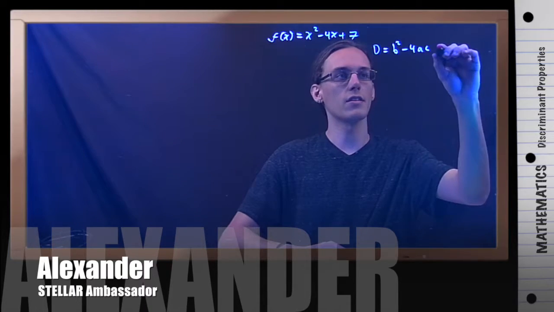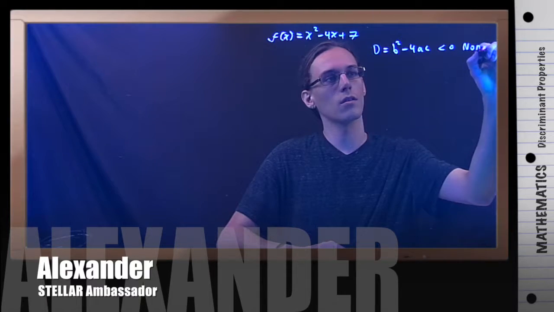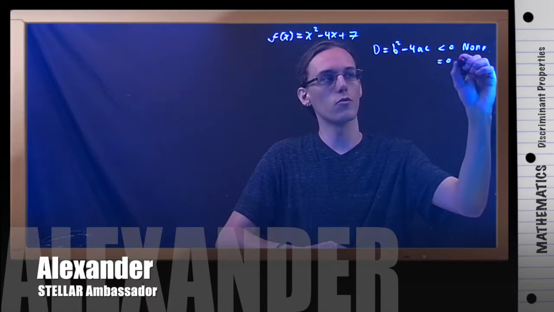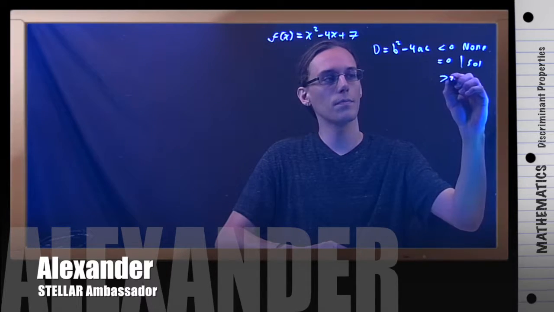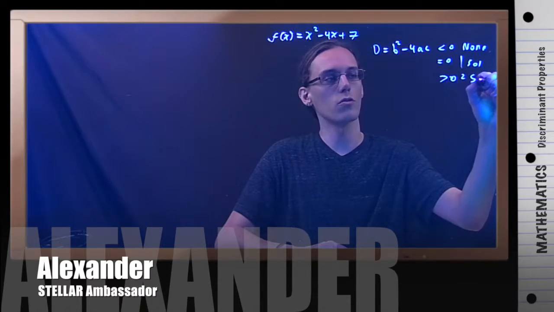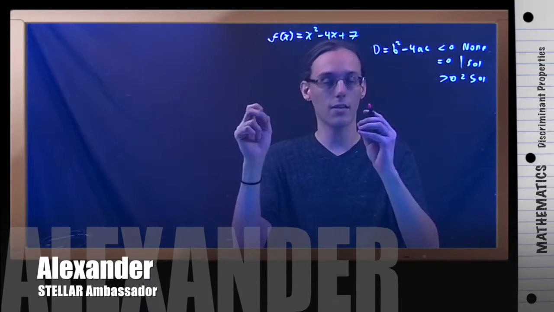So first things first, what the discriminant is, it is b squared minus 4ac. And the way the discriminant works is that if it is less than 0, then there's no real solutions. If it equals 0, then there's one solution. And if it is greater than 0, we're going to have two solutions, where a solution here is where the function equals 0 or where the graph intercepts the x-axis.